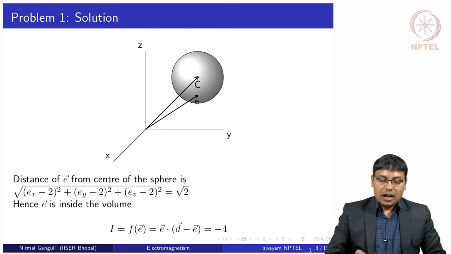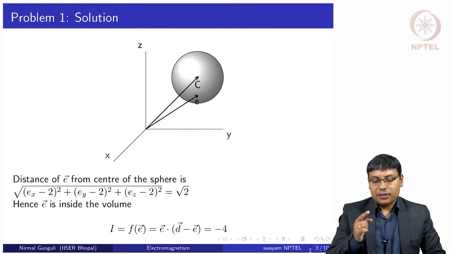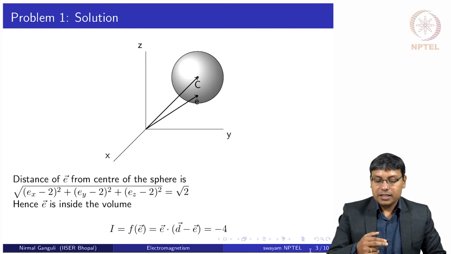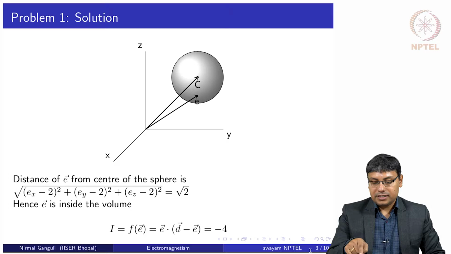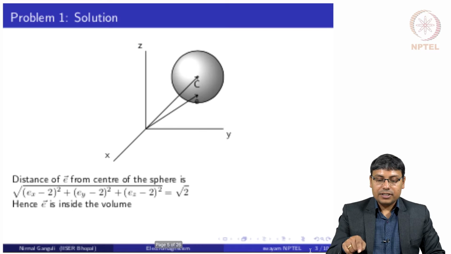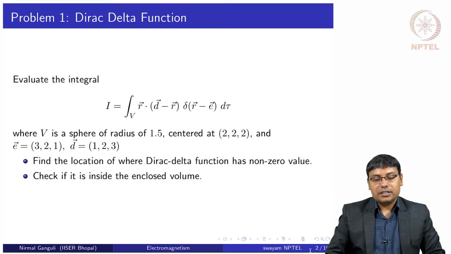So, I would be the volume integral of a function of r times the Dirac delta. So, when r equals E, the integration with the Dirac delta will give us the function of E, that means D dot (E minus E), that will be the result of this integration, which is minus 4. So, minus 4 would be the answer of this integration that we are supposed to perform.